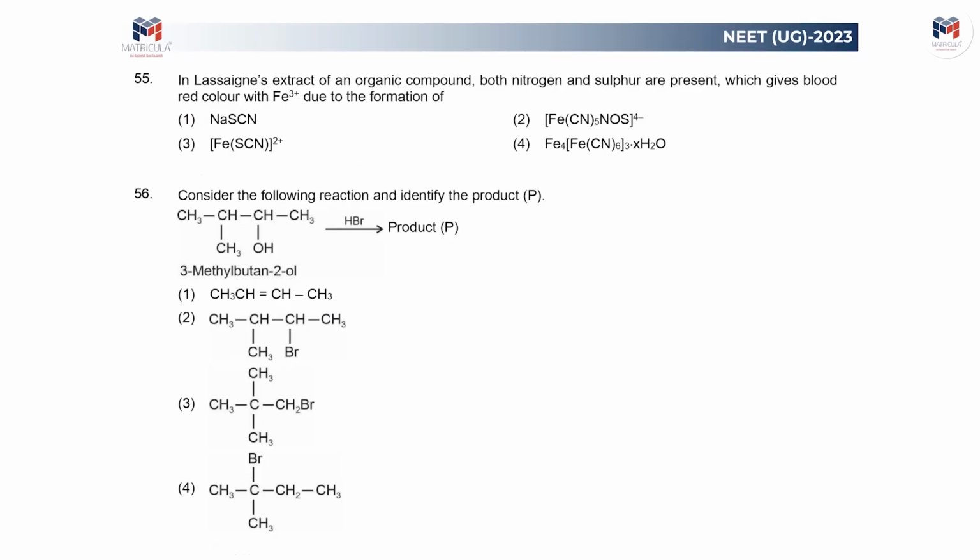Question number 55. In Lassaigne's extract of an organic compound, both nitrogen and sulfur are present, which gives blood red color with Fe3 plus due to formation of. The answer is option 3, iron 3 thiocyanate.